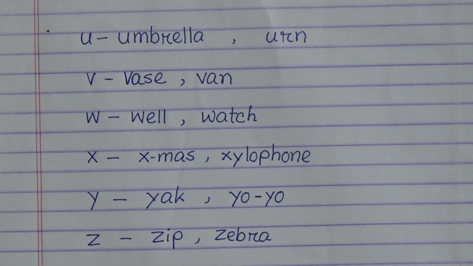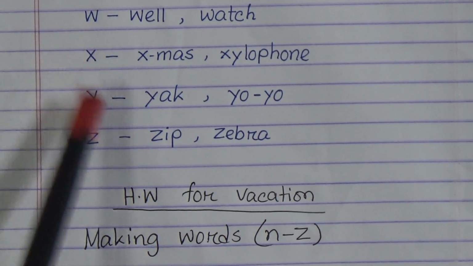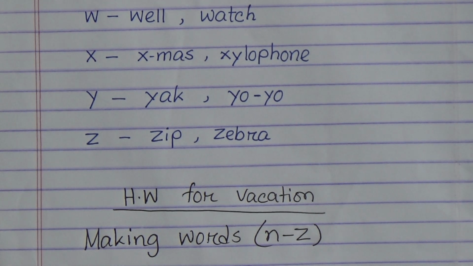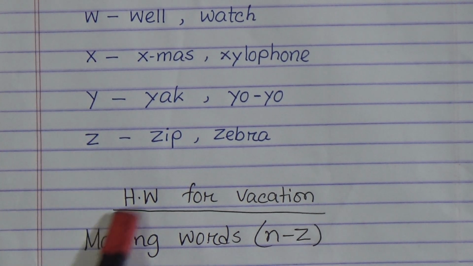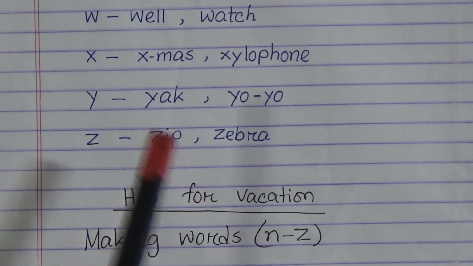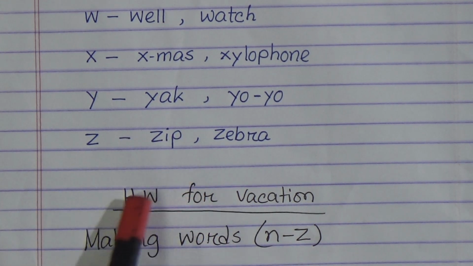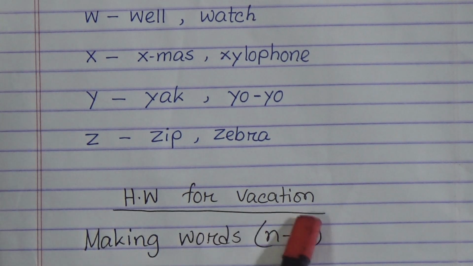Students, in the previous class we learned word making from N to T. And today we have learned U to Z. So our vacation homework is making words from N to Z. This is our vacation homework. And students, that's all for today. After the vacation, you have to submit this homework.